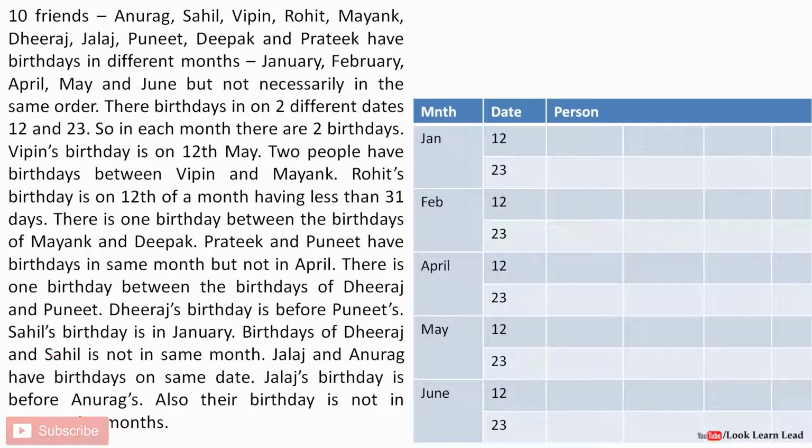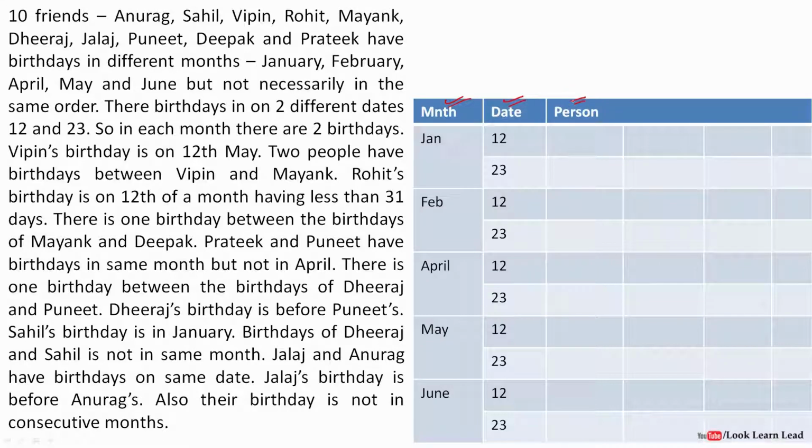Okay, in this we have 10 friends. These are the names of the friends, and they have birthdays in different months. So we have 5 months, but not necessarily in the same order, and 2 dates. So we have month and date. Two things we have: month and date, and person.